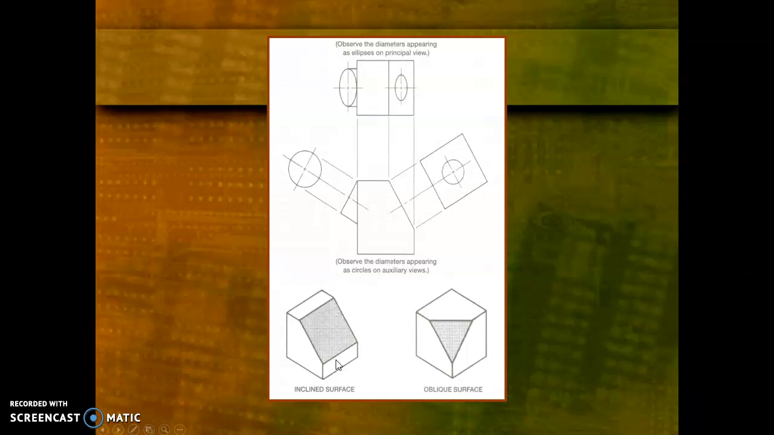Now, if the plane slopes in one direction with respect to the three primary surfaces of top, front, and side, then we call that inclined. And if it slopes in two directions, we call that oblique.